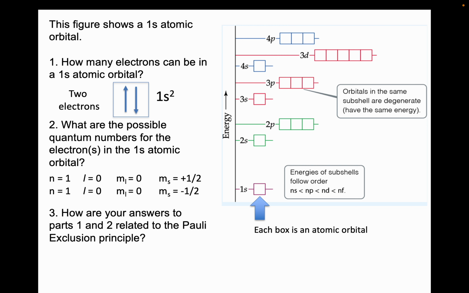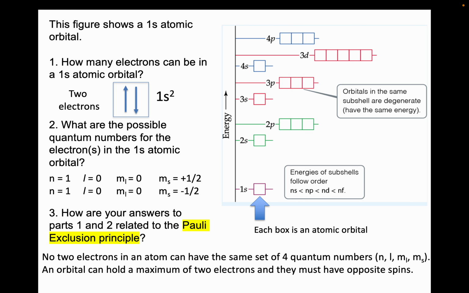The possible quantum numbers for a 1s atomic orbital: n is 1, L is 0 for an s orbital, m sub L equals 0, and the spin could either be positive 1/2 or minus 1/2. These are the quantum numbers that correspond to the 2 electrons that could be in a 1s atomic orbital.